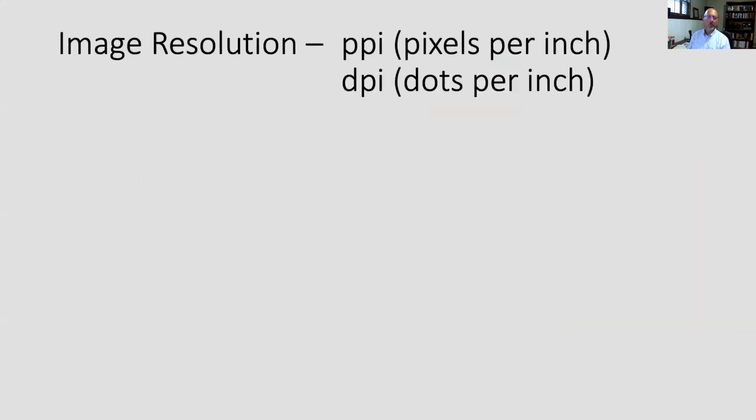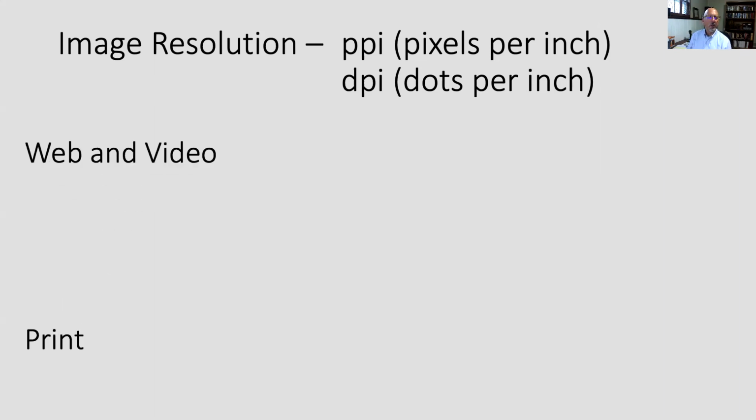Now, we've talked a little bit about resolution in our images. What makes resolution is the number of pixels per inch, or sometimes it is called dots per inch. Dots per inch is typically a terminology that is used related more to printing, the printing process. But Photoshop uses the term pixels per inch. So we've already talked about what a pixel is.